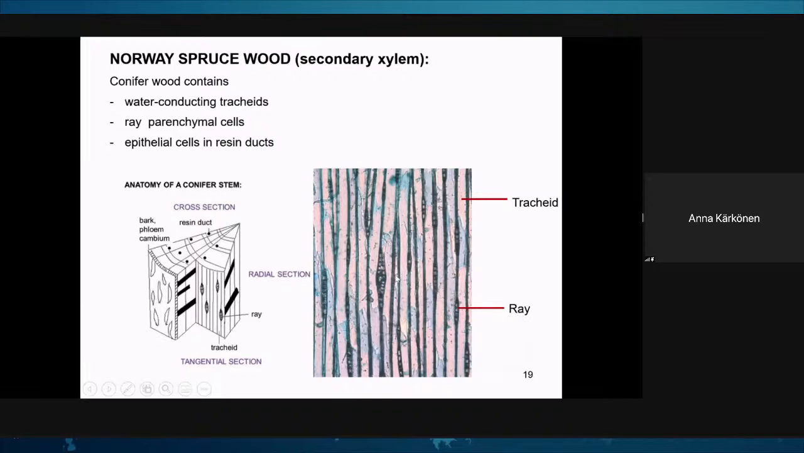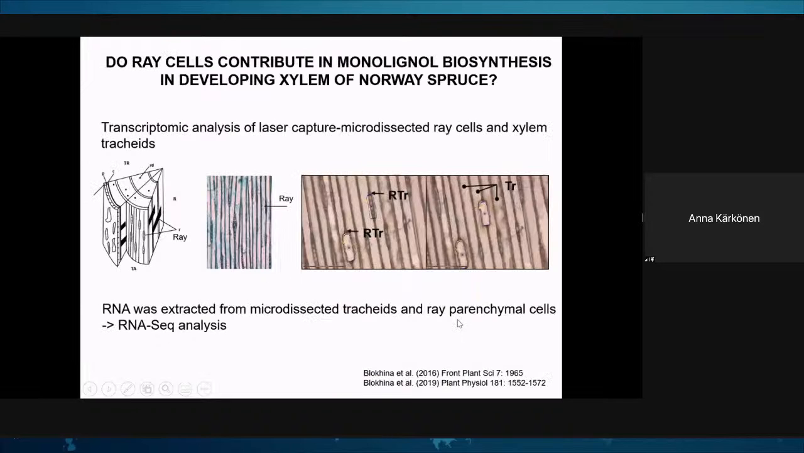Okay, then there exist also resin ducts. Here is a resin duct, and there exist epithelial cells around these ducts. So the question is whether the ray cells, these are the neighboring cells now for the tracheids, contribute to monolignol biosynthesis in Norway spruce.